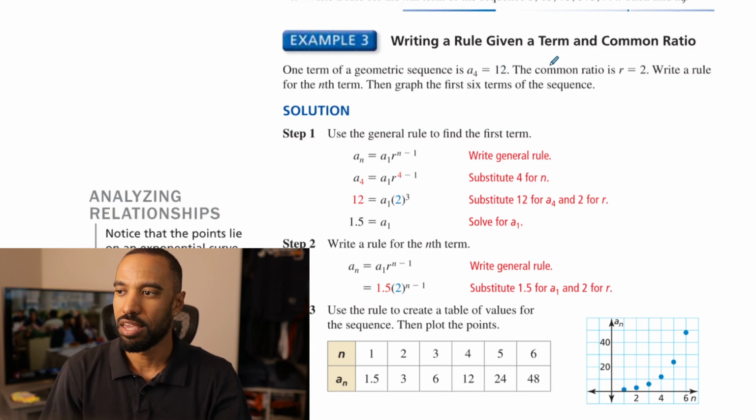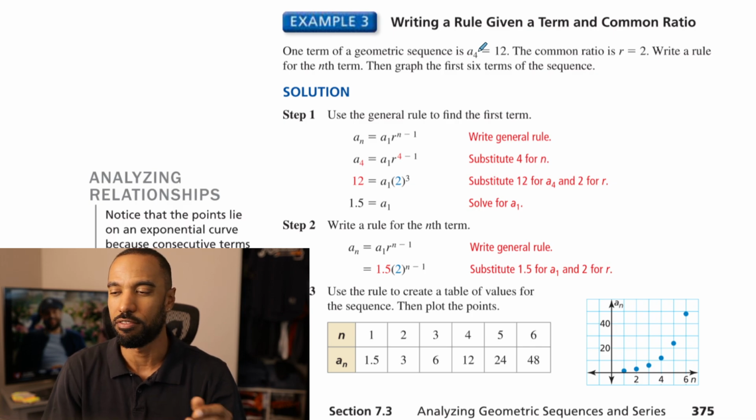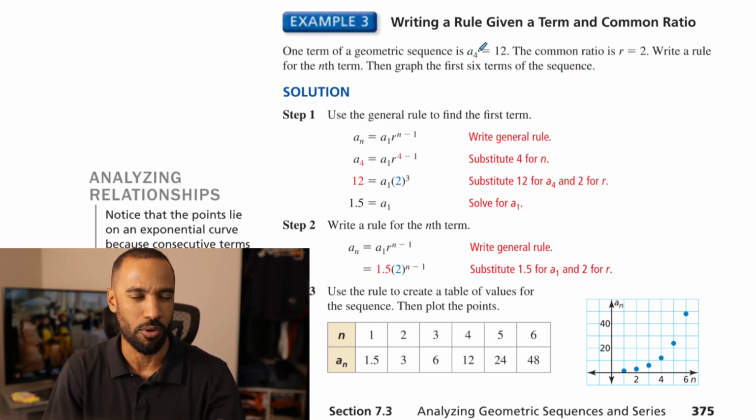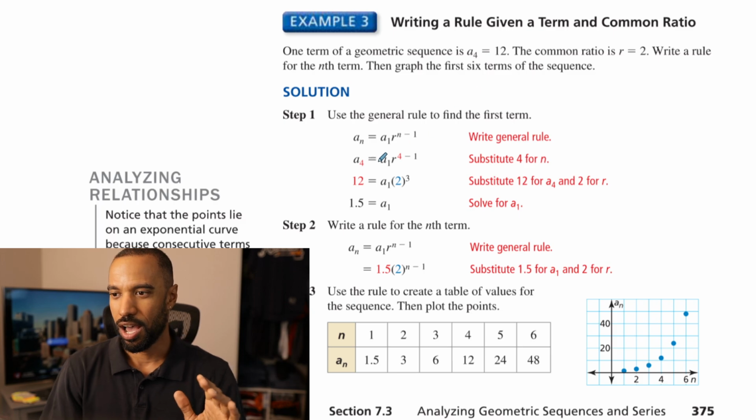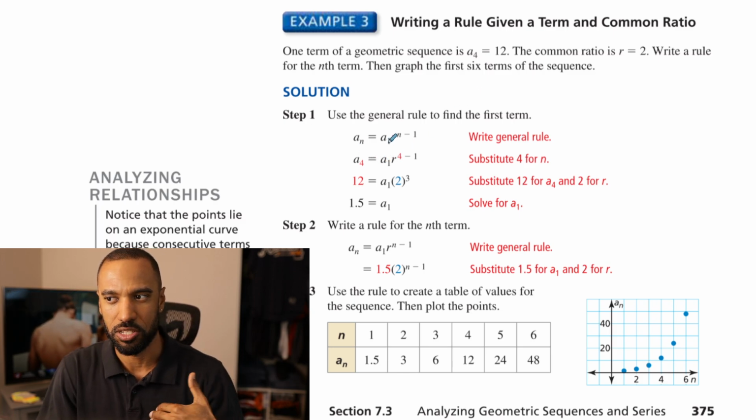Okay, writing a rule given a term and common ratio. This time we'll have some random term, and we did the same thing for arithmetic sequences, but I went a little overboard with saying here's a different way to do it. Let's just use this form here. And what you need to do is basically find the first term.